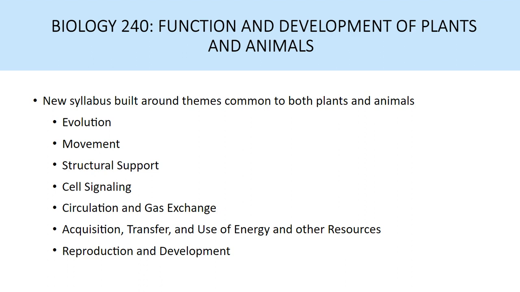Instead of relegating plant and animal biology to entirely different parts of the course, we structured our new syllabus around biologic themes that would give us the opportunity to stress similarities between the plant and animal biology. The themes we chose are evolution, movement, structural support, cell signaling, circulation and gas exchange, the acquisition, transfer, and use of energy and other resources, and reproduction and development.